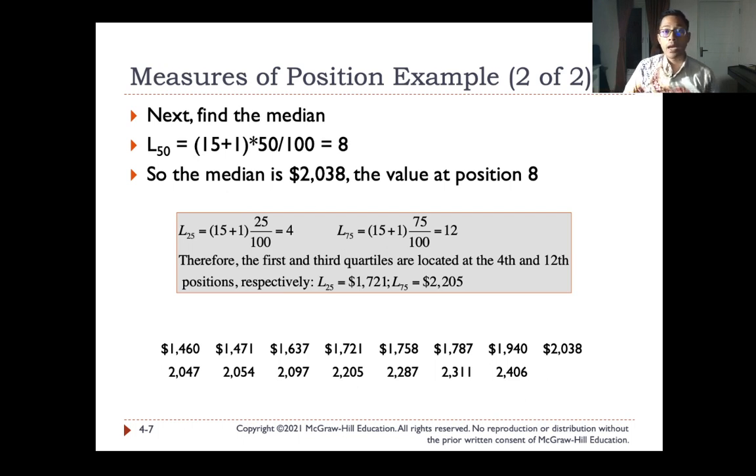So if you look at the data that is ordered from the smallest to the largest, the 4th position is going to be 1721, and the third quartile or the 12th position is going to be 2205. So this is going to be examples of the measures of position.